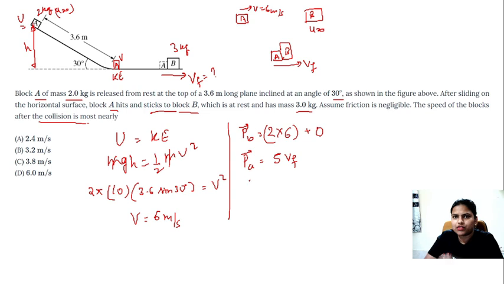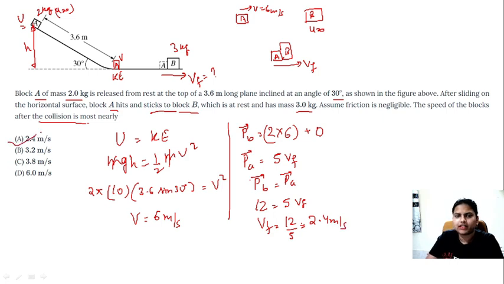So there is no external force acting on the body. I can write that momentum before is equal to momentum after. Conservation of momentum. So momentum, it is 12 and 5 into Vf. Vf is equal to 12 upon 5, which is 2.4 meter per second. A is the correct option.